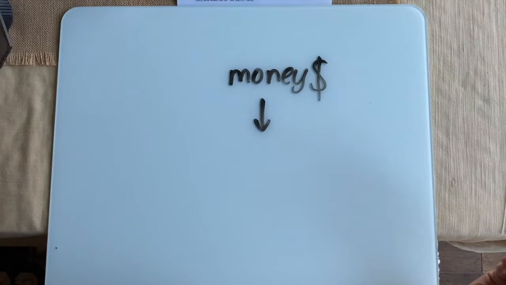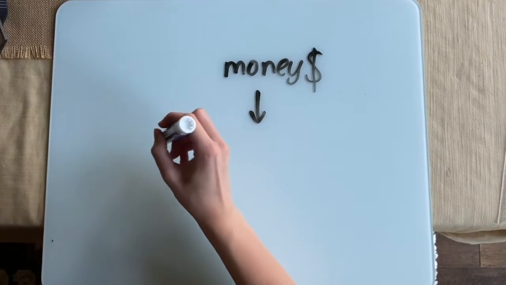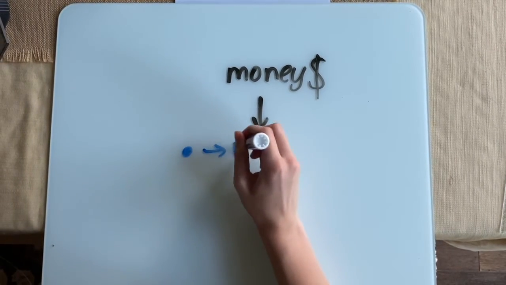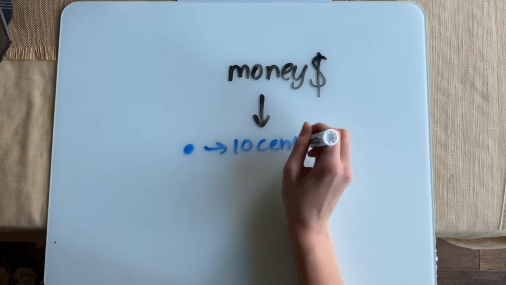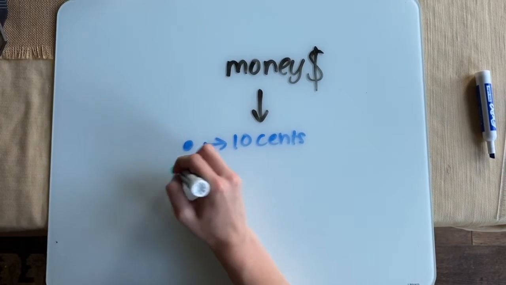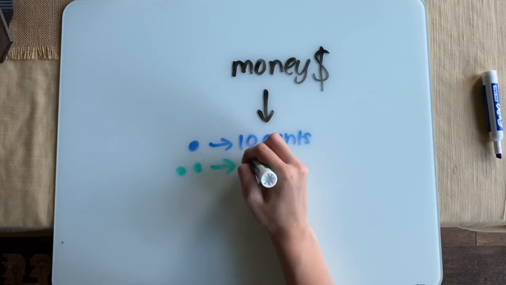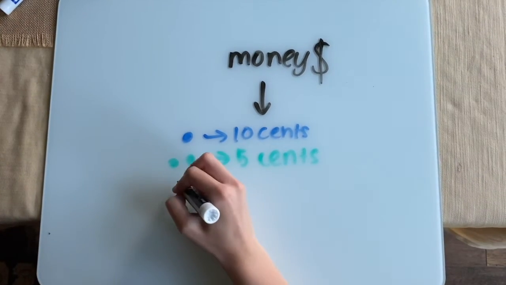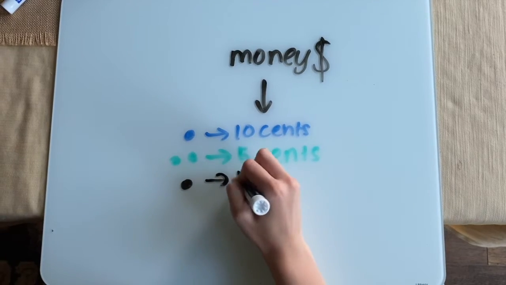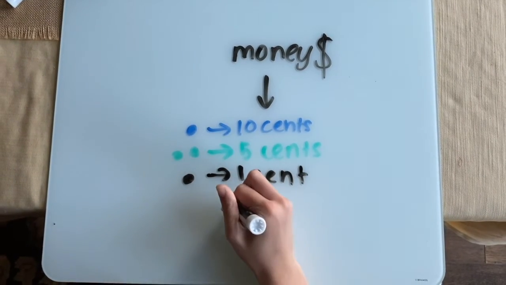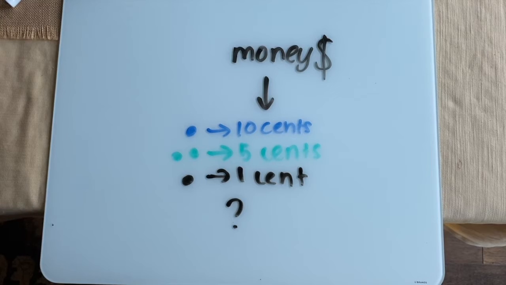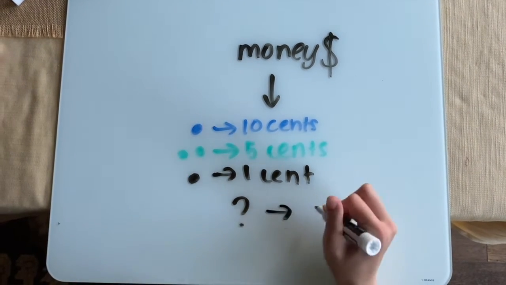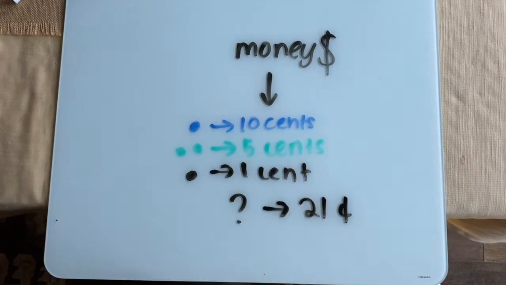For example, if I have 4 quarters, that would equal $1. Now it's your turn. If I have 1 dime, or 10 cents, 2 nickels, which are each worth 5 cents, and 1 penny, which is 1 cent, how much money would I have? That's right, I would have 21 cents.